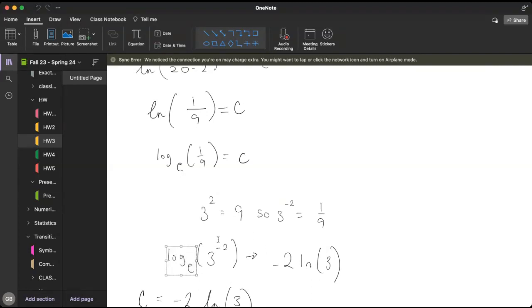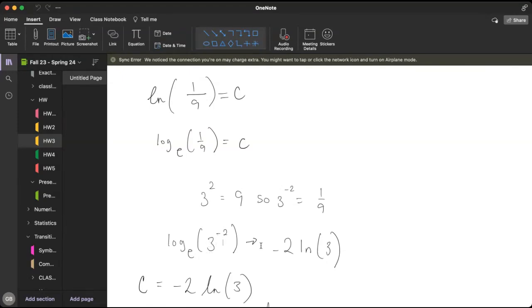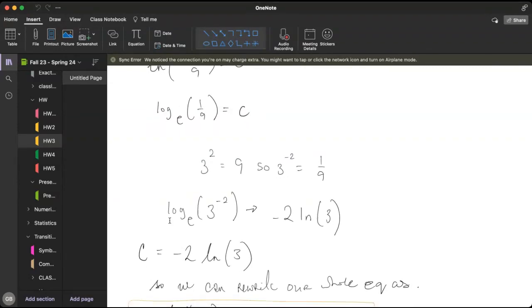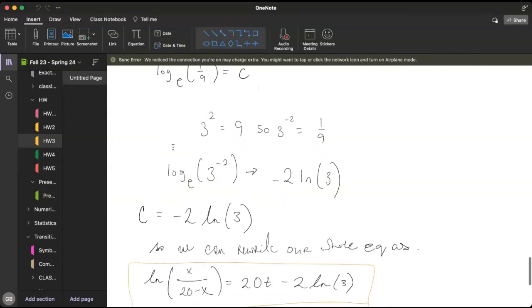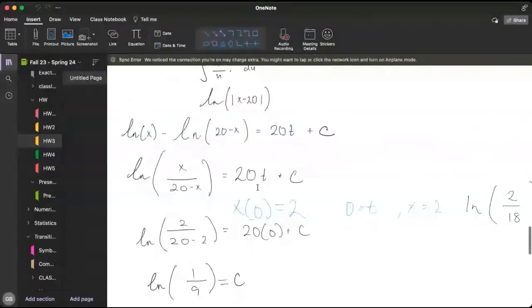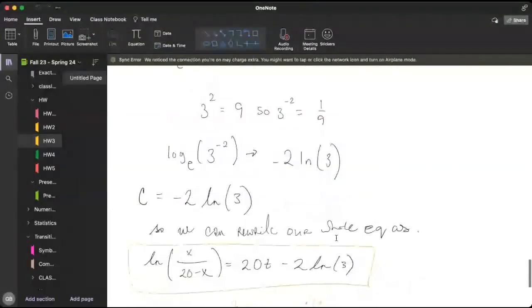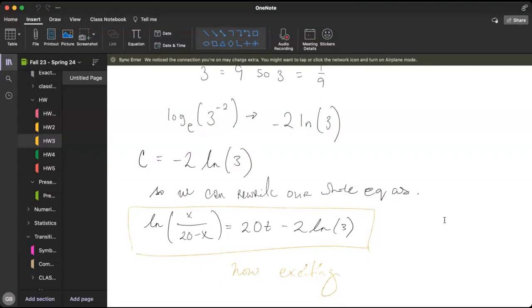Since this is natural log, we can take this power and move it to the front, and we're still left with this here on the inside. So then we get -2 natural log of 3. And so this would be the same thing as the constant. So we have -2 natural log of 3 equal to the constant, and I can go ahead and plug that constant back into this equation here. And so I get the natural log of x over 20 minus x equals 20t minus 2 natural log of 3 as the answer.